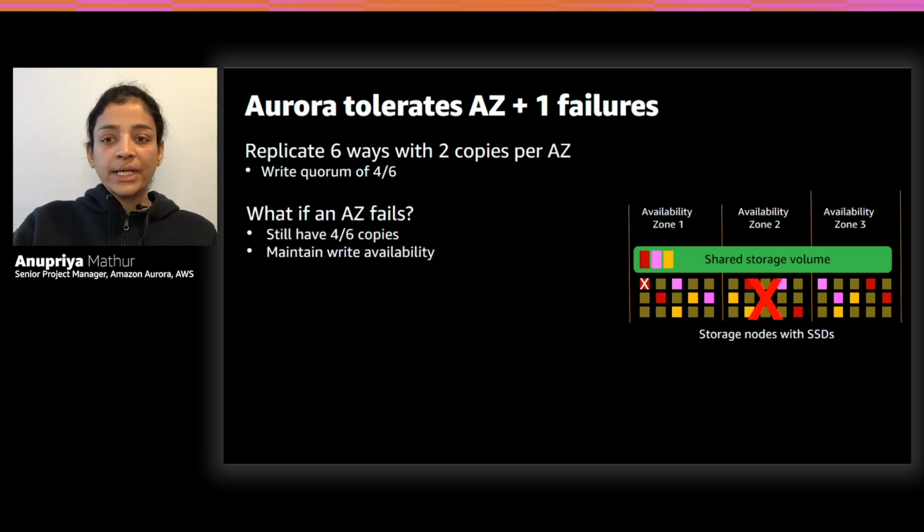And if an AZ fails, we still have 2 availability zones available, and we have 4 copies available, so we are good. In case of an AZ plus 1 failure, we still have 3 copies available, so there's no data loss, and we can build the failed copy from the available 3 copies and then recover write availability.